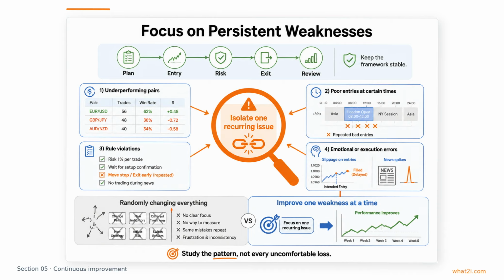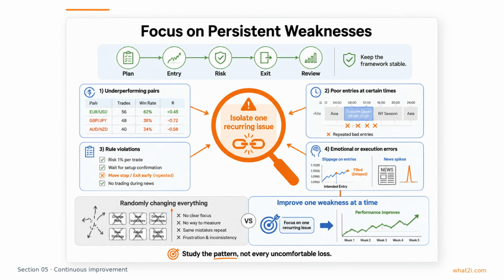One trader may notice that a specific currency pair underperforms, another may find that entries are poor at a certain time of day, and another may see repeated rule violations after losses. These are the kinds of recurring issues worth isolating and studying. If you try to fix everything at once, you lose the ability to tell what actually matters. A stable framework with one clearly identified weak point is much easier to improve than a framework being rewritten from every direction. The goal is to study the pattern, not react to the emotion of a single bad trade.